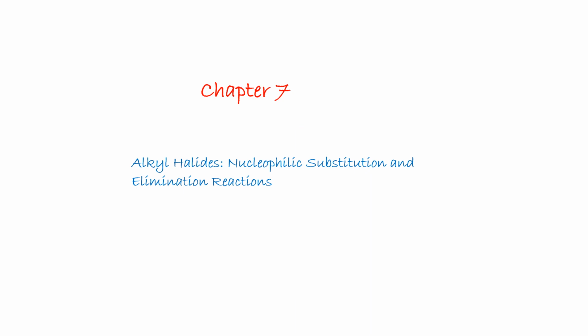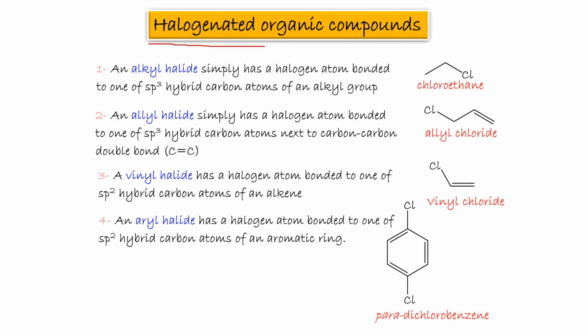Today we will start on chapter 7, Alkyl Halides, Nucleophilic Substitution and the Elimination Reactions. Halogenated organic compounds can be classified into four classes. An alkyl halide simply has a halogen atom bonded to one of the sp3 hybridized carbon atoms of the alkyl group, like here chloroethane. This is the sp3 carbon of the alkyl group bonded to the halogen.